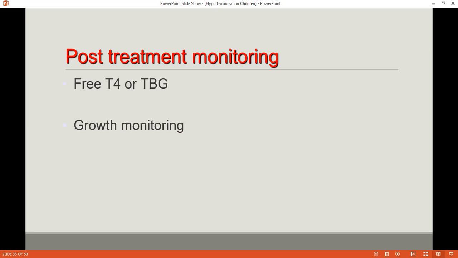Post-treatment monitoring is important. In the post-treatment period, we usually do free T4 and TSH, but sometimes we need to do thyroid binding globulin. Growth monitoring is very important because hypothyroidism causes short stature and delayed growth and development. So on every visit, we have to measure weight and height and calculate the growth velocity.